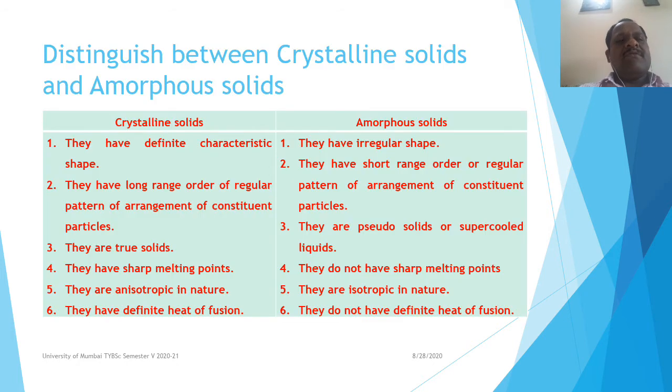Before starting the topic, let me first distinguish crystalline solids and amorphous solids. These two are the types of solids. My basic question to all of you is, if I ask what are solids, or what are the three different states of matter, or what is matter, I will give the answer to each and every question. What is matter? First, anything which occupies a space is called matter.